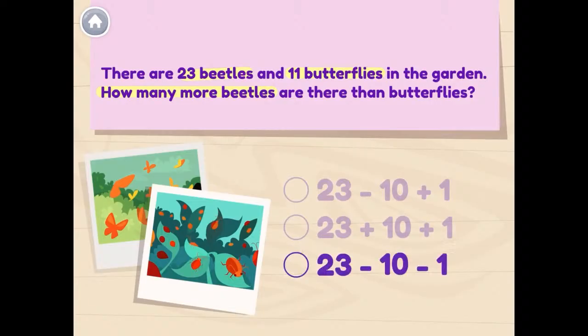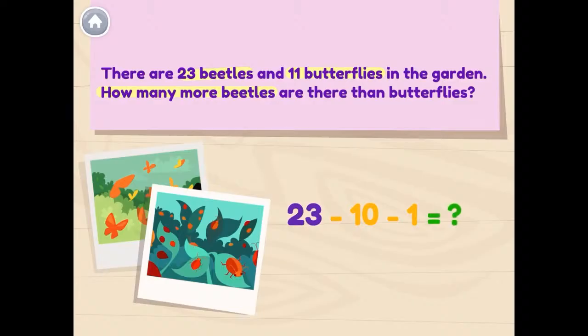Let's look at C. This equation means we start with 23, take away 10, then take away 1 more. We took away 11 total with this equation. This one is right. Let's use it to solve the problem. 23 minus 10 equals 13. 13 minus 1 equals 12. There are 12 more beetles than butterflies in the garden.